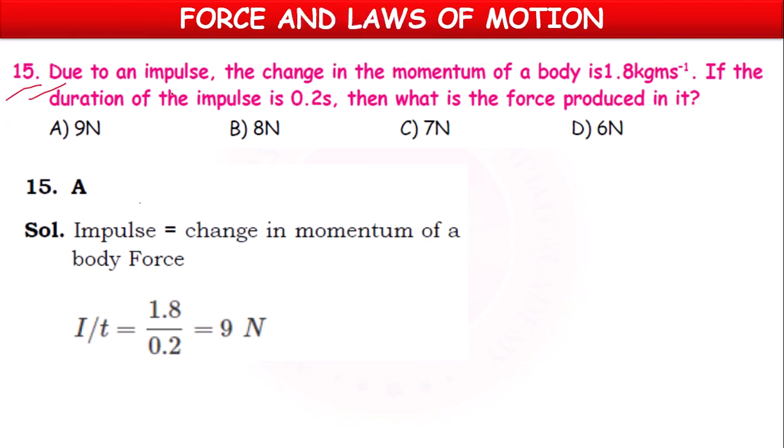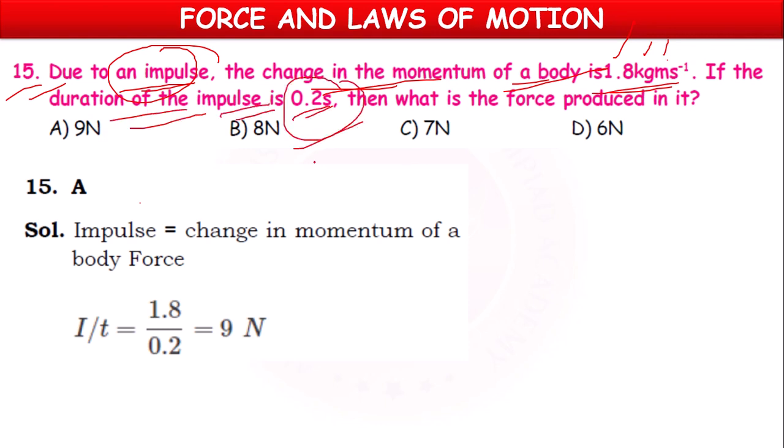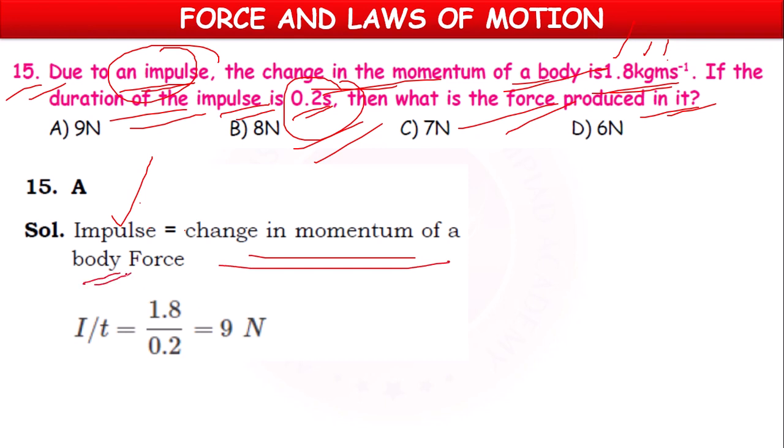Next one, 15th question. Due to an impulse, the change in momentum of a body is 1.8 kg meter per second. If the duration of impulse is 0.2 seconds, what is the force produced in it? So impulse equal to change in momentum of the body. So impulsive force, we can denote it with the F symbol.